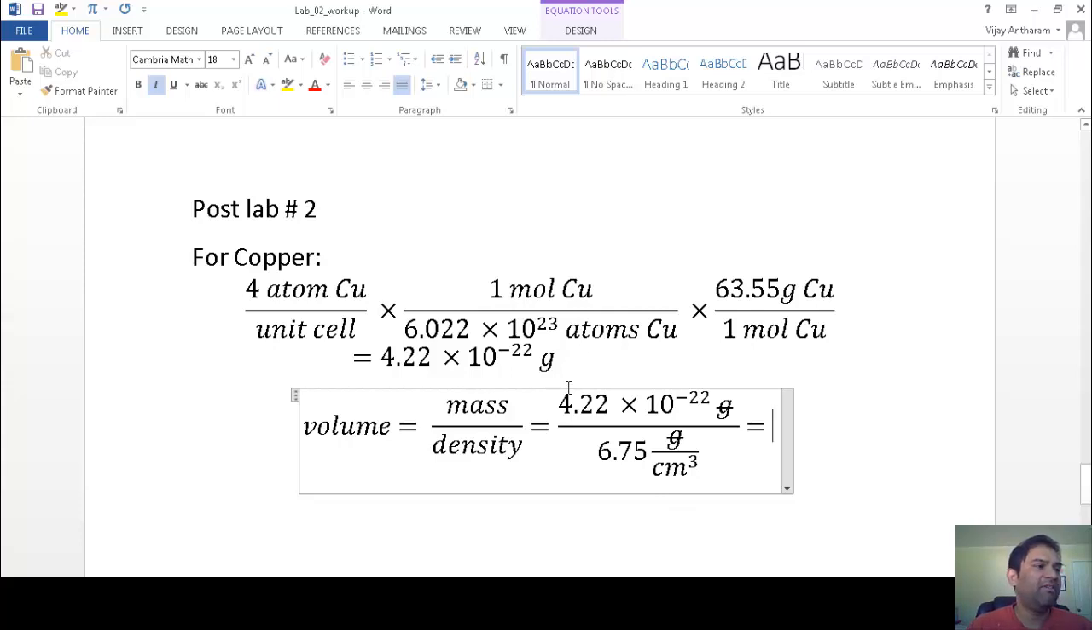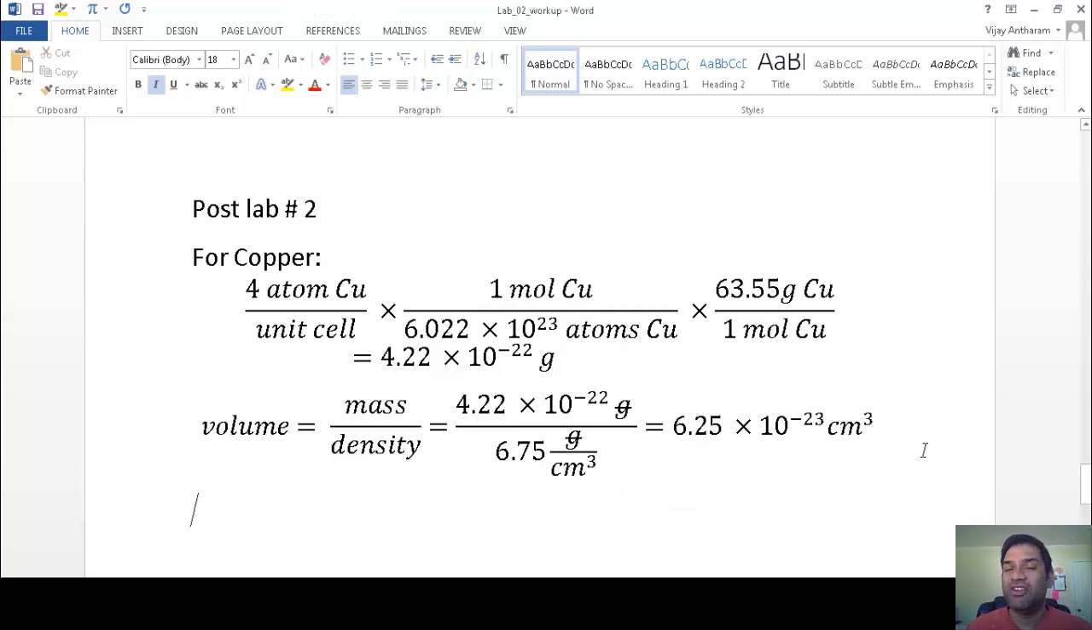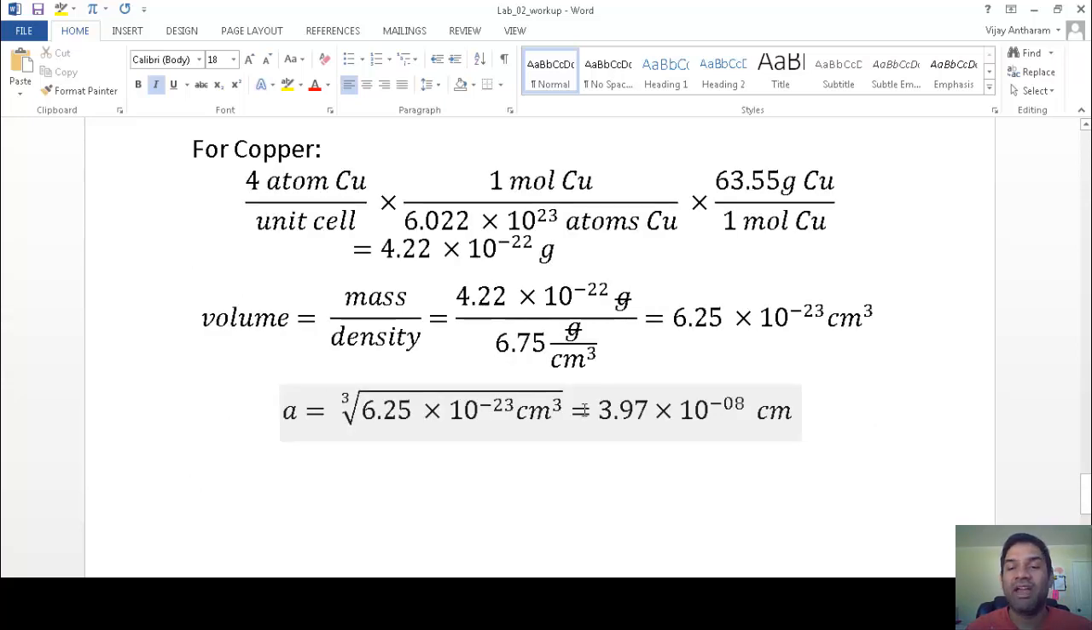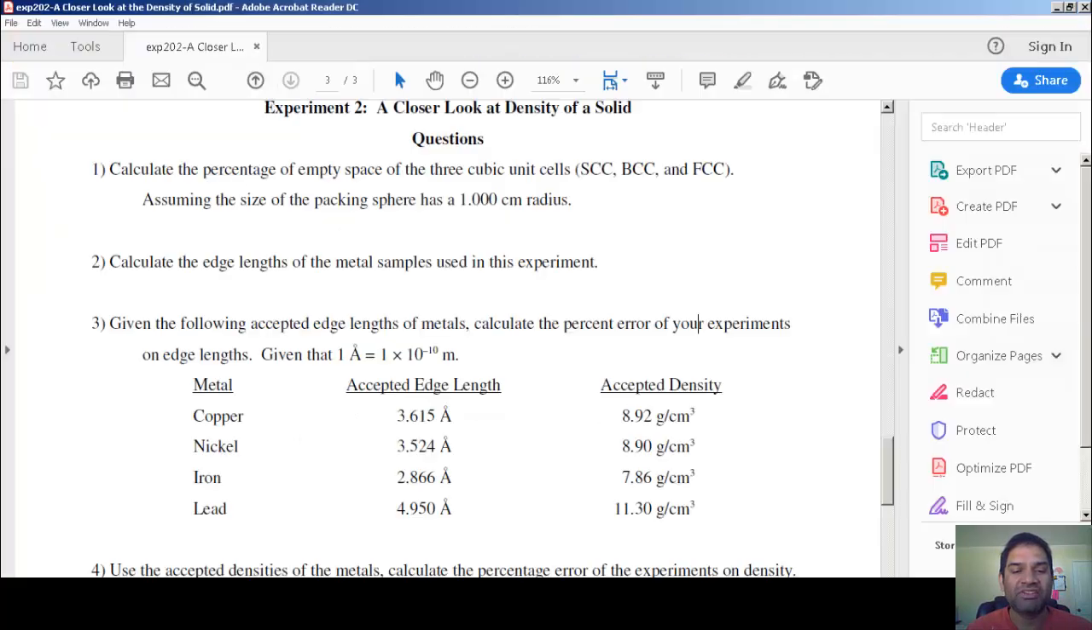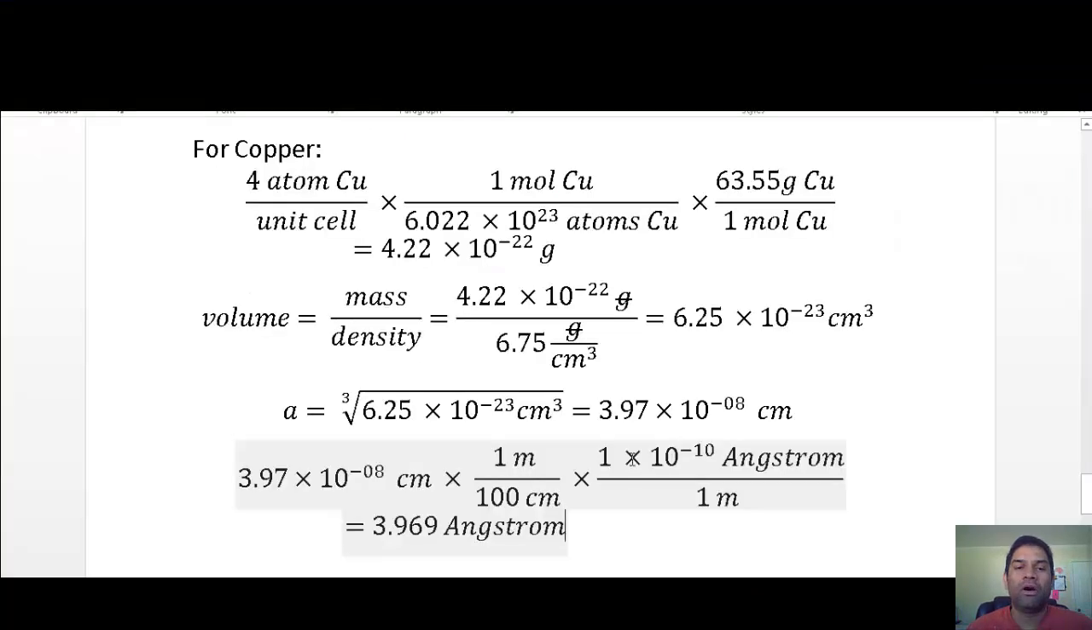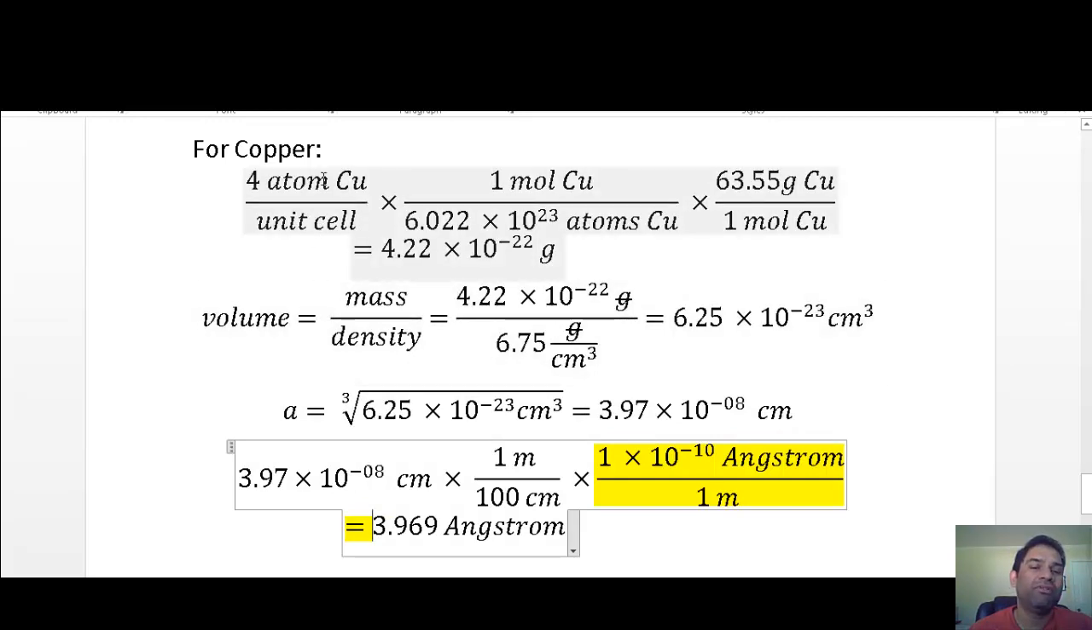I'm getting a value of about, right, so all we got to do is take the cube root of this volume to get the edge length. So this is our edge length in centimeters. The problem actually asks us to do it in angstroms. All right, so let's go ahead and convert the centimeters to angstroms. To do that, I'll convert the centimeters to meters, and then from the meters to angstroms. So our edge length, we converted to angstroms. This is the conversion factor that was given to us in the problem, and this is about 3.69, about 4 angstrom. So that's what you'll do for copper.